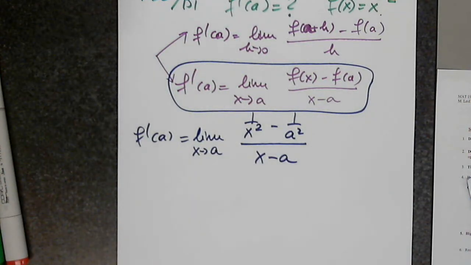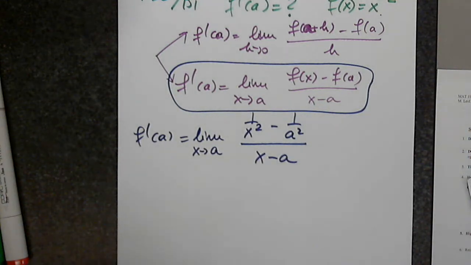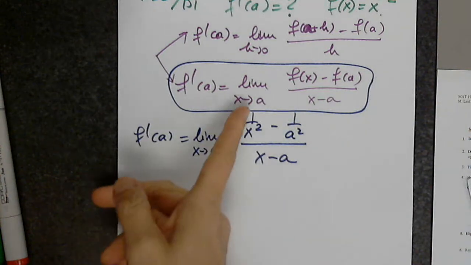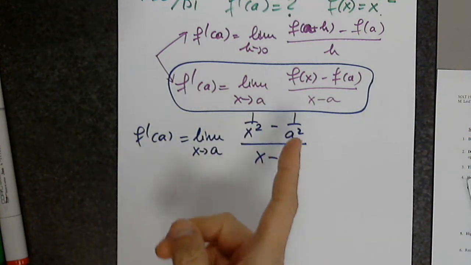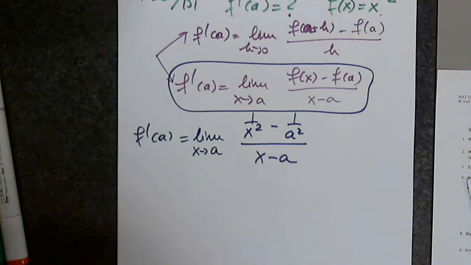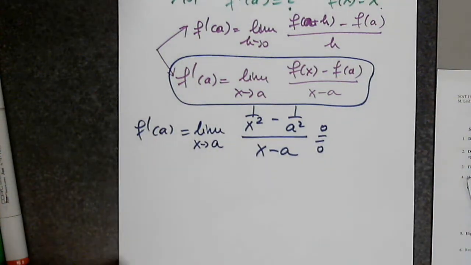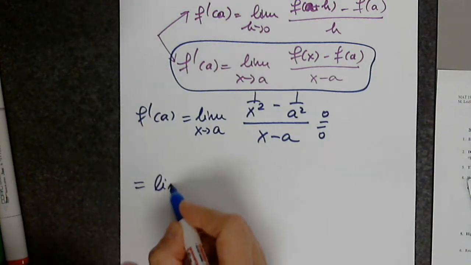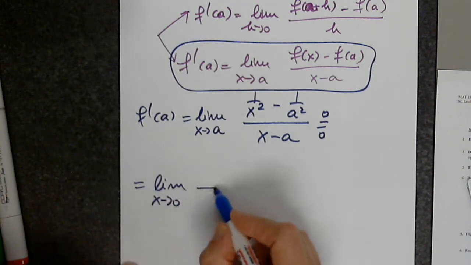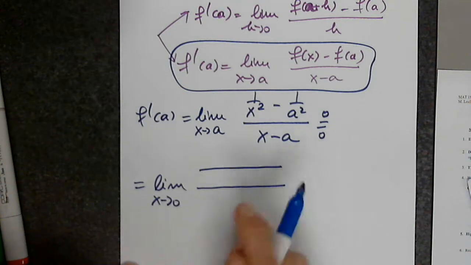What is the first thing I have to do when I determine a limit? Try to find the form. Plug it in. 1 over a squared minus 1 over a squared over a minus a. What is this? Good. Okay, perfect. Now I go back to the top, and you will tell me what to write or what to do with the top.